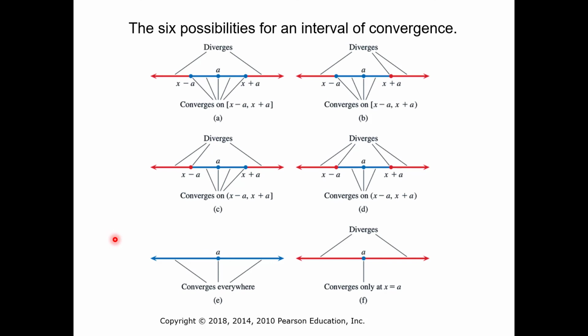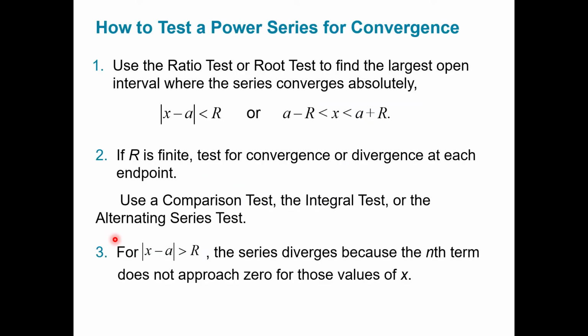Okay. Now, how do you test a power series for convergence? We're just going to break it into these 3 steps. Number 1, you use the ratio or root test, which we just did in our example, to find the largest open interval where the series converges absolutely. If it makes more sense, you can write it like this. They're saying that your x numbers are greater than some value and less than some value, and it's from your center. So if your center number is, for example, let's say 4, then this looks like 4 minus the radius of convergence, and over here 4 plus the radius of convergence.